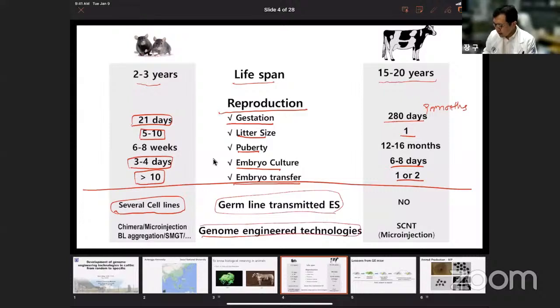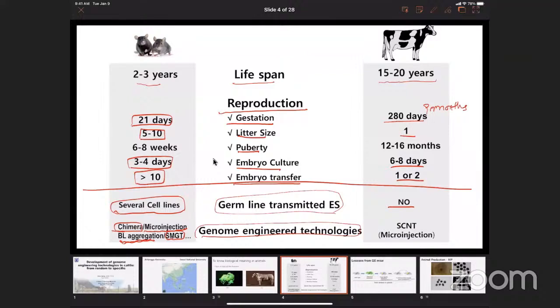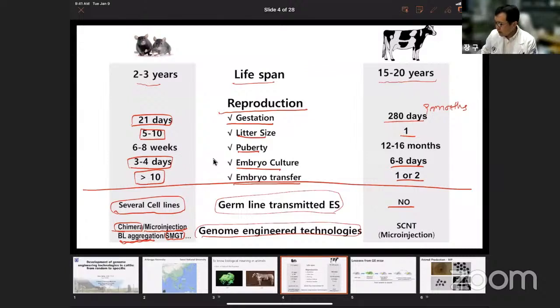Another one, technologically, there will be some chimera and microinjection, blastocyst aggregation, and sperm mediated gene transfer, or some zygote fusion, or another one, kind of the ICSI. In the rodent species, there are several kinds of technical systems to produce the genetically engineered animal. However, in cattle, currently there is no germline transmitted embryonic stem cell. And also we have to mostly depend on the somatic cell nuclear transfer, which we call cloning, reproductive cloning.